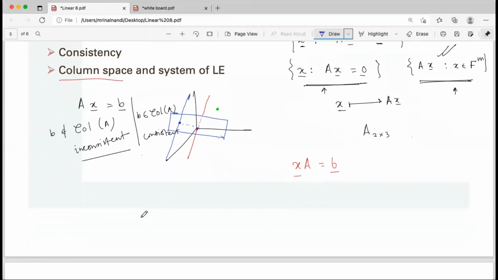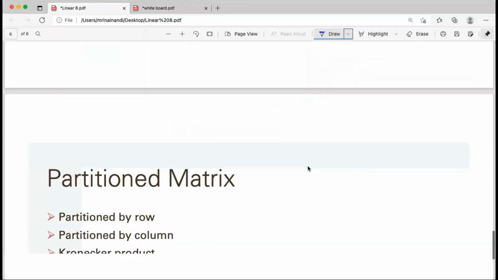So this is the connection between the system of linear equations and the column space. The same thing we can do with the row space, but we need a different formulation of the system of linear equations.